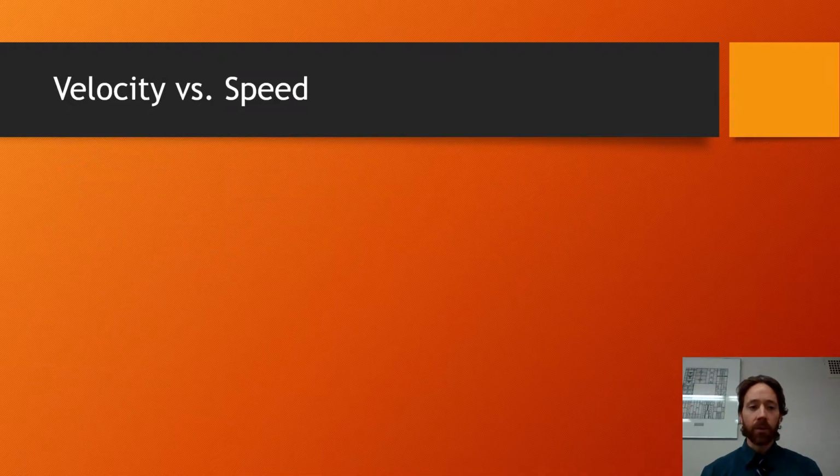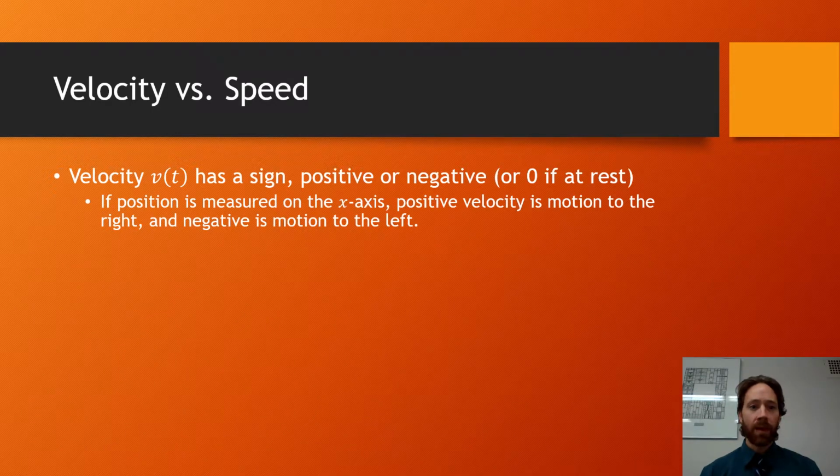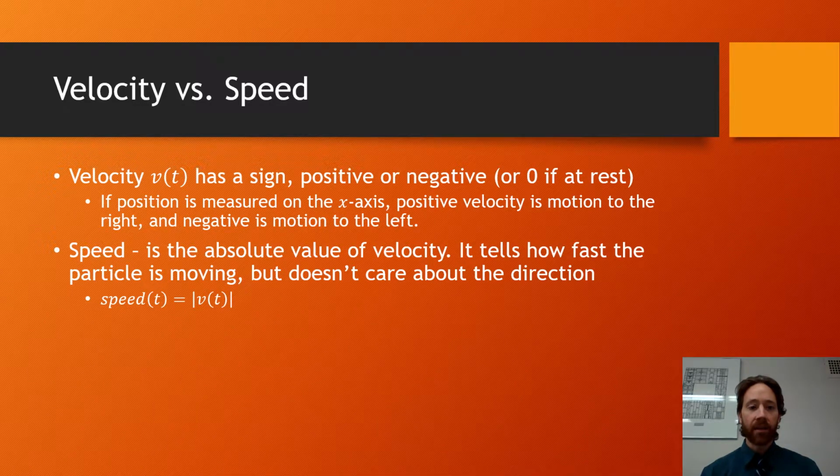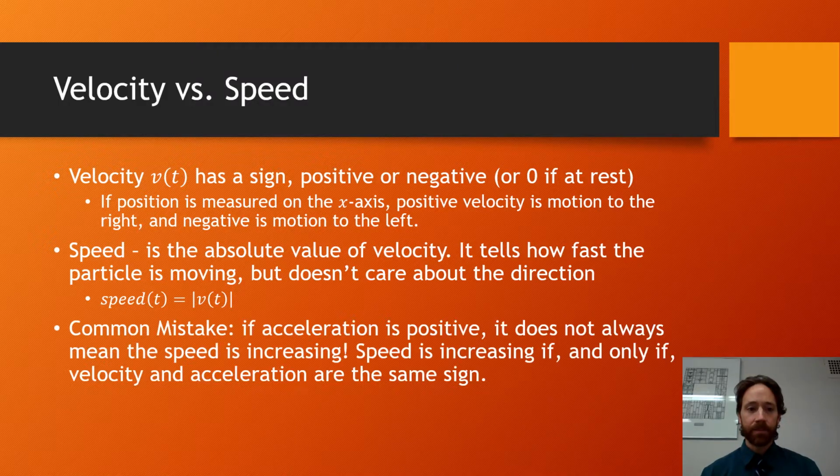We have to be careful to distinguish between velocity and speed. Velocity has a sign. It's either positive or negative. And we'll think about positive velocity as moving to the right, negative is moving to the left. Speed, on the other hand, is just the absolute value of velocity. So it tells you how fast the particle is moving without caring about direction.